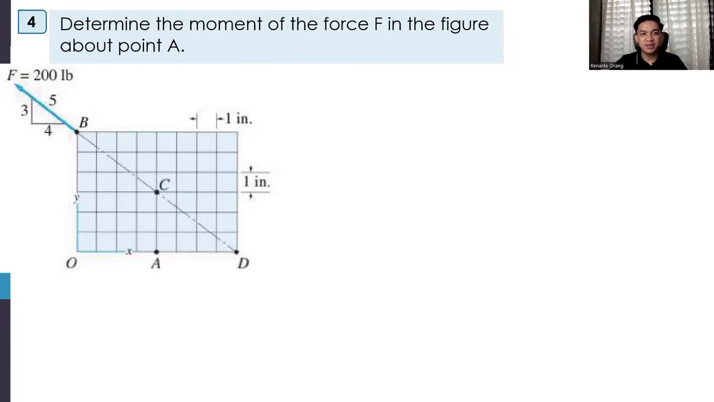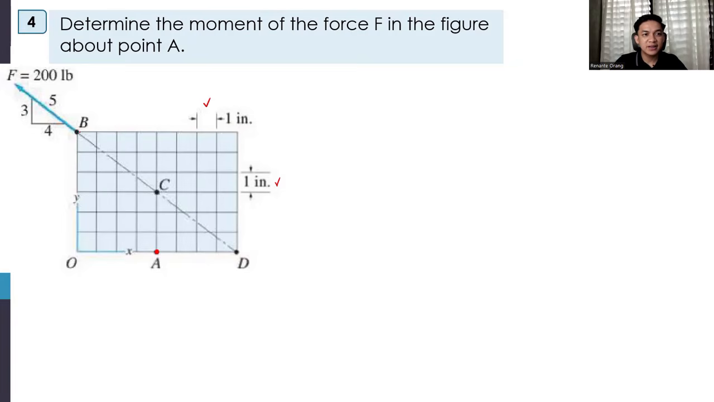Number 4, we have: determine the moment of the force F in the figure about point A. So nakalagay po dito, this is our y-axis, this is our x-axis, this is our point A, and this is our force F, which is 200 pounds. So stick lang po tayo class sa ating concept, which is force multiplied by its perpendicular distance.